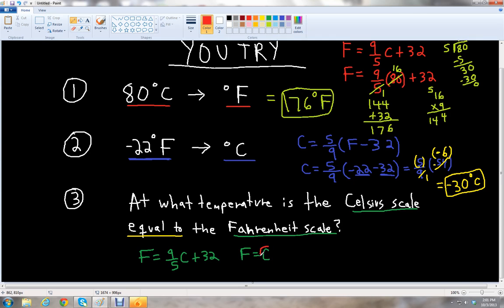So what we're going to do is replace that F on the left side of the equation with C. So we'll have C equals 9/5 C plus 32. And then we just solve for this equation here. And so the way we do that is we have to get the variable by itself. So we could bring the 9/5 C over to the other side. And then we subtract 9/5 C from both sides. And so those are going to cancel, right? And then we have C minus 9/5 C.